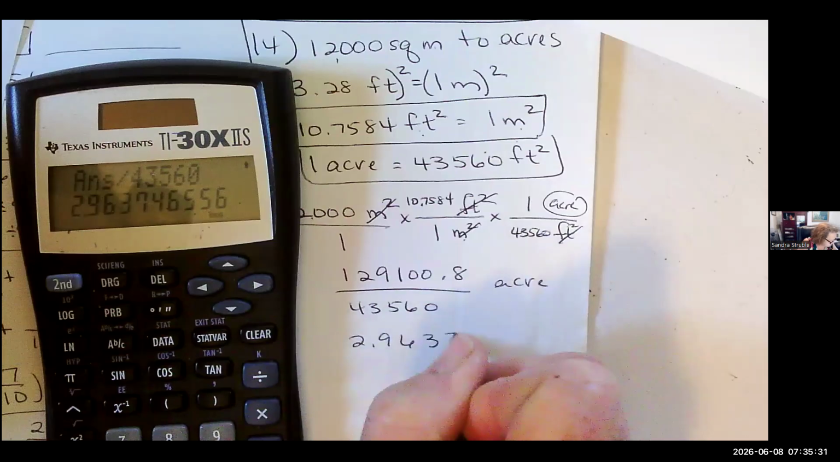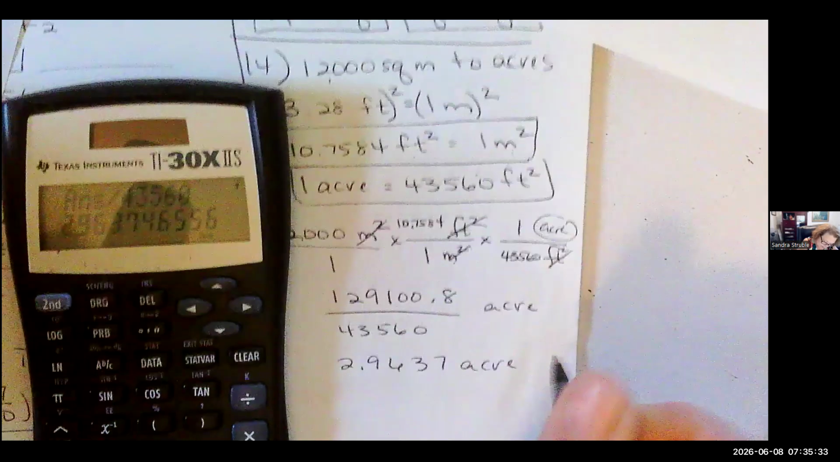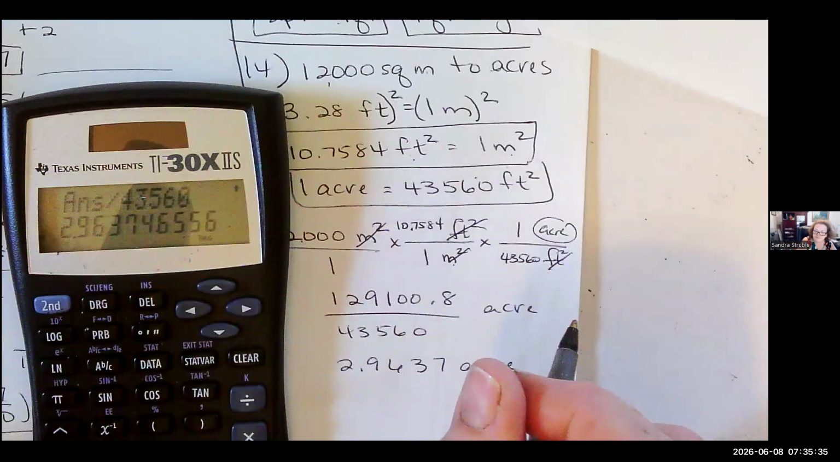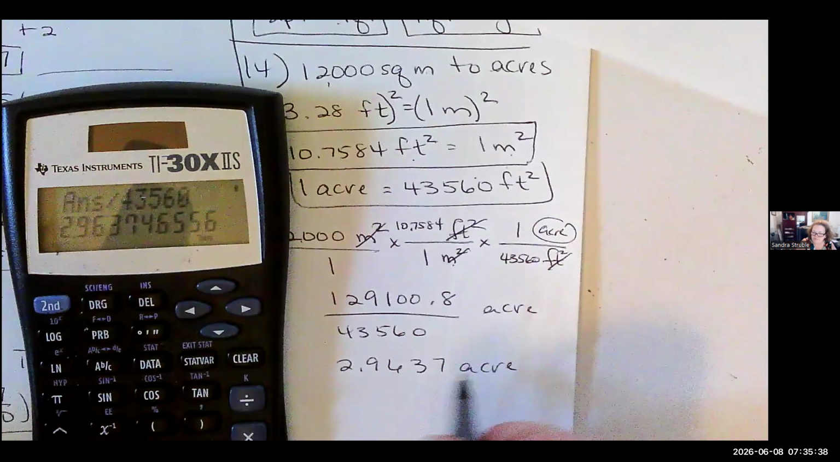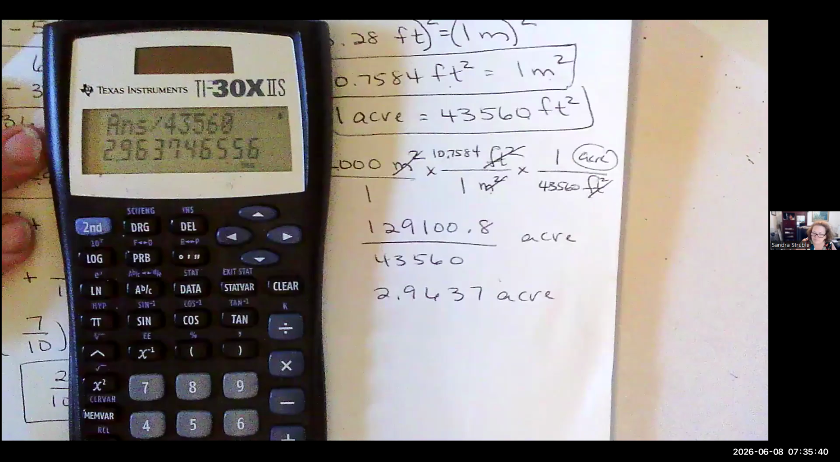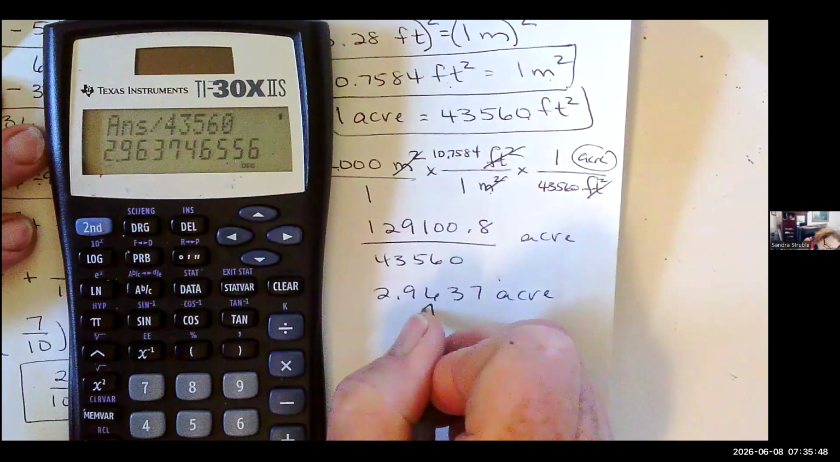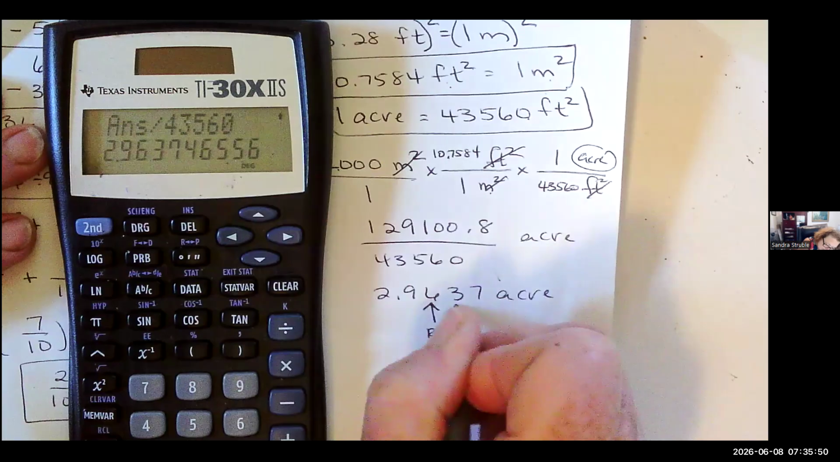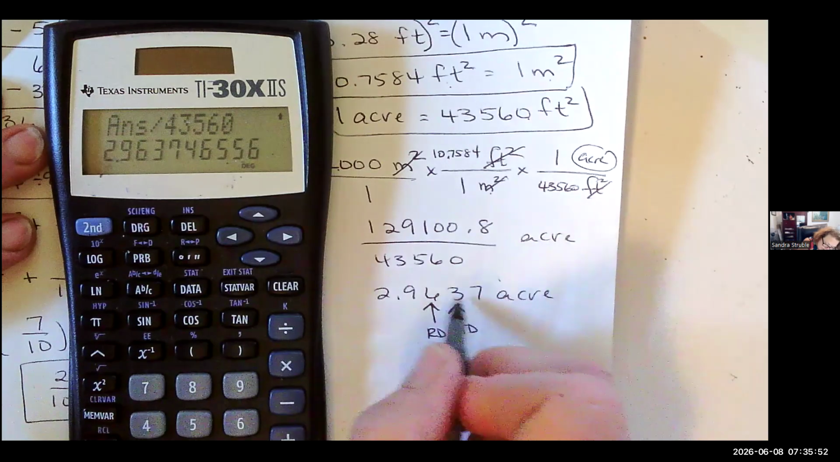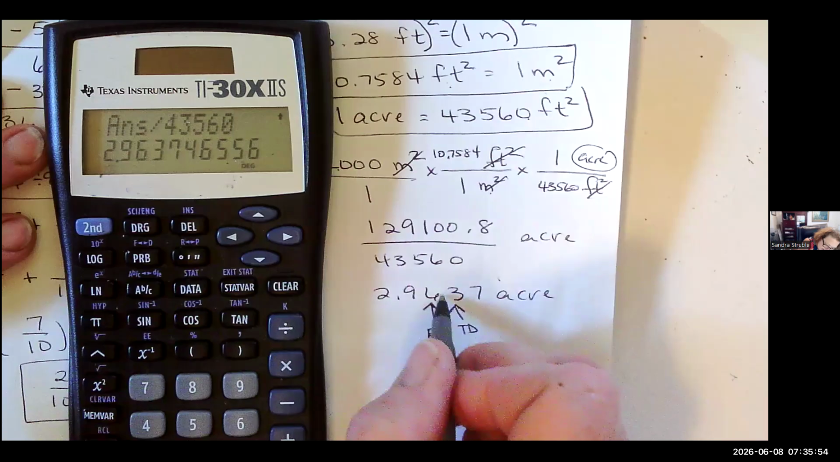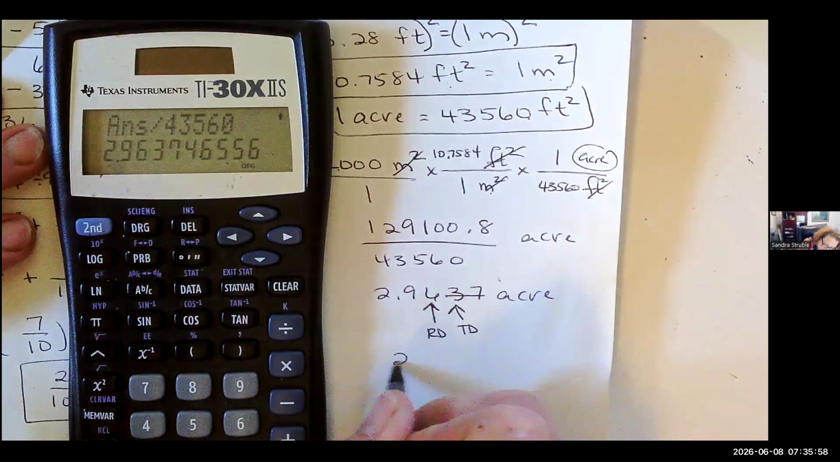All right. So when you round, you're rounding to 2 decimal places. This is the hundredths place. That's my rounding digit. My test digit is one place value over. It is not 5 or greater. So it just goes away. And this is my answer, 2.96 acres.